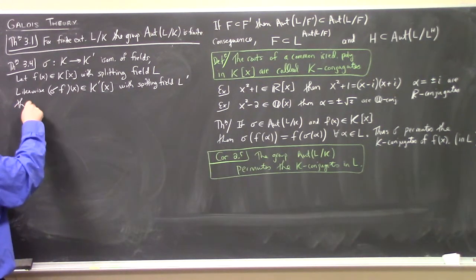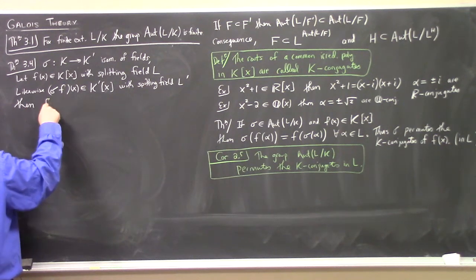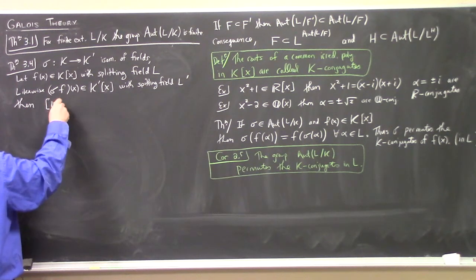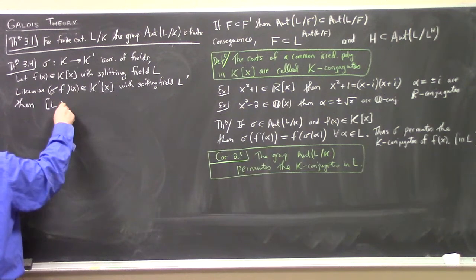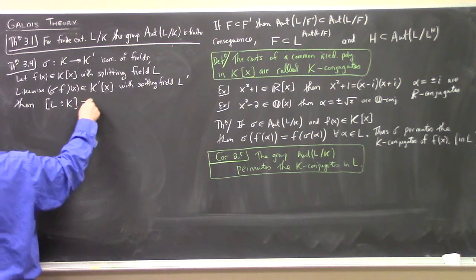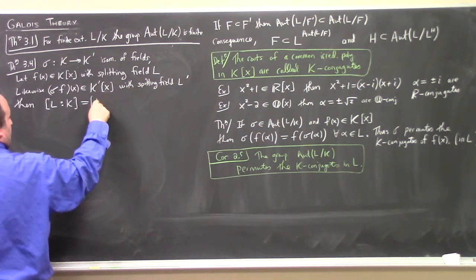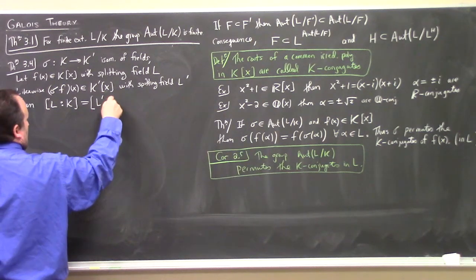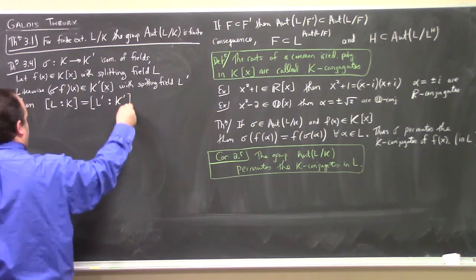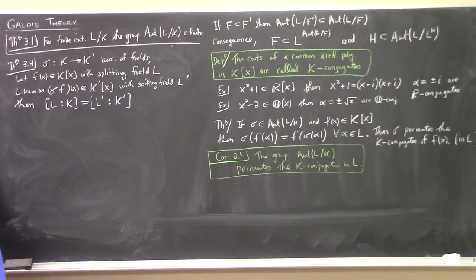Then the degree of L over K is equal to the degree of L prime over K prime, and sigma extends to an isomorphism of L to L prime. All right.